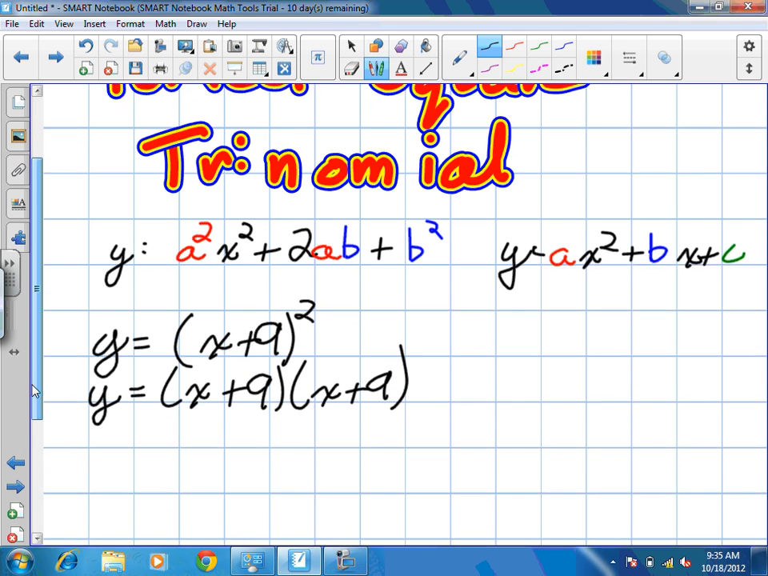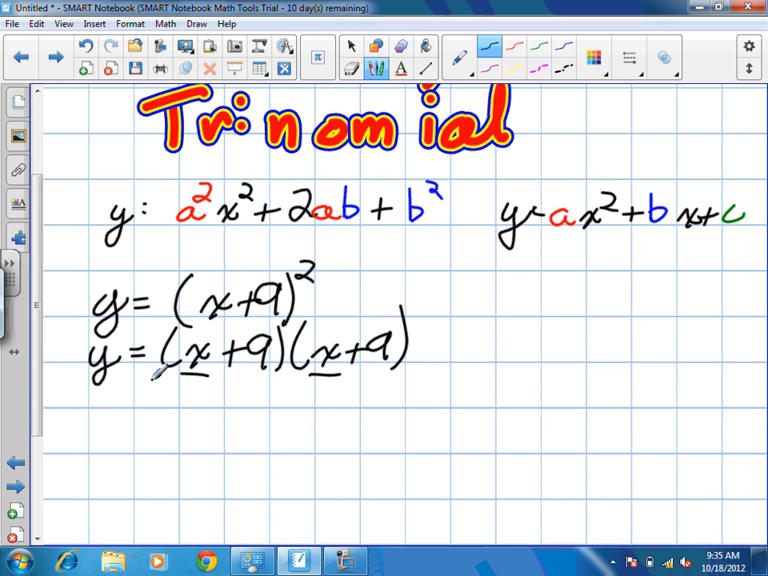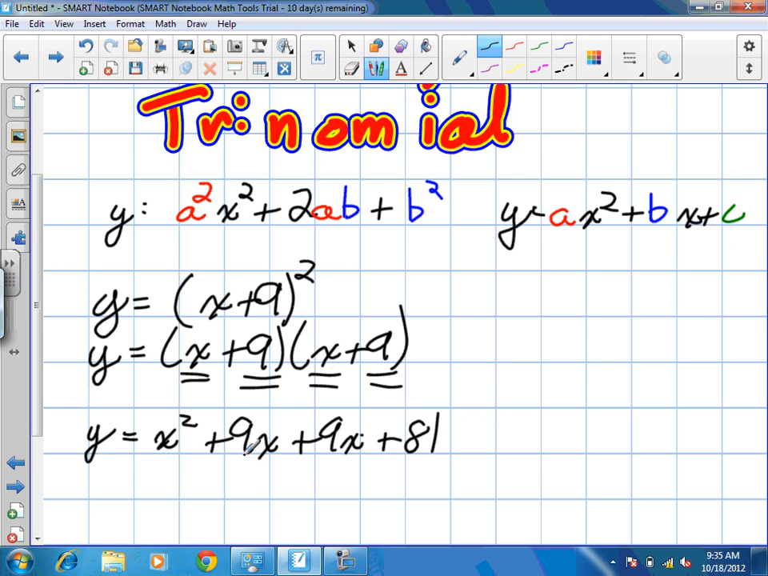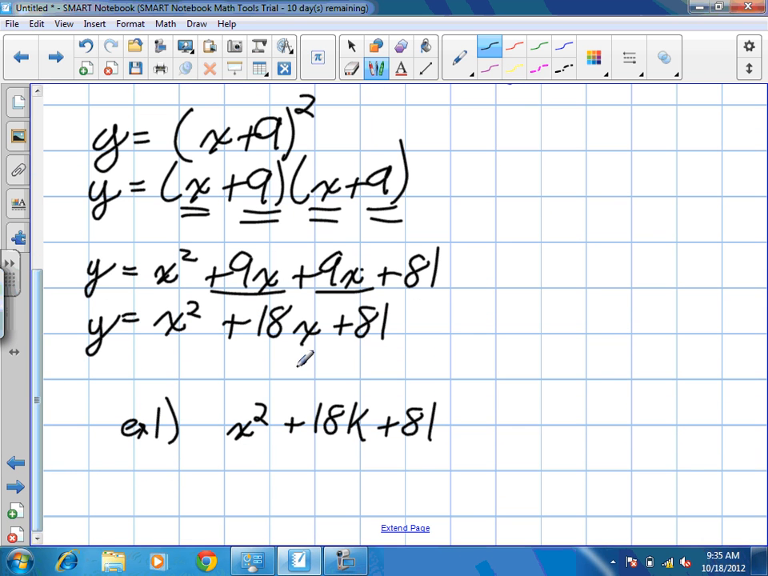So we're going to expand this here. When we go to expand this, we multiply x by x. This is our FOIL, so first terms, and we're going to get x squared. Outside terms, plus 9x. Inside terms, plus 9x. And last terms, which is 81. When we collect our two middle terms, which you always have to do, we're going to get x squared plus 18x plus 81.